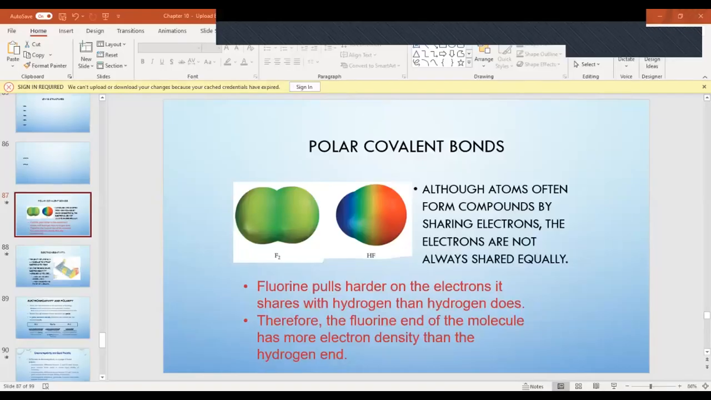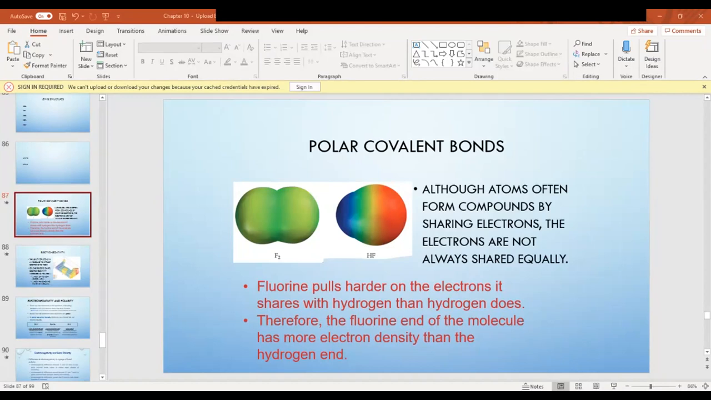Okay, so like the dog said, if an atom is more electronegative than the partner it's sharing electrons with, the electrons are going to spend more time around that atom than the other one. If I have F2, these are two equally electronegative atoms, so the electrons spend equal time. But with HF, the electrons spend more time around F and a little bit of time around H. So what happens is I get a slight negative charge on the more electronegative atom.